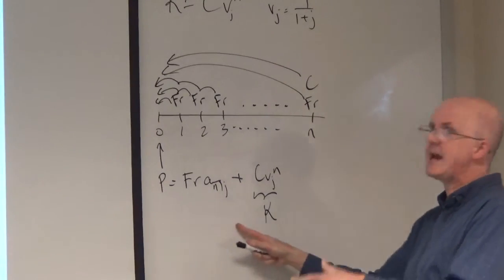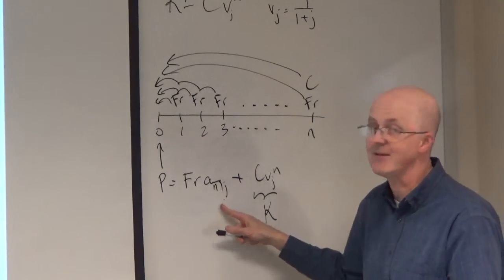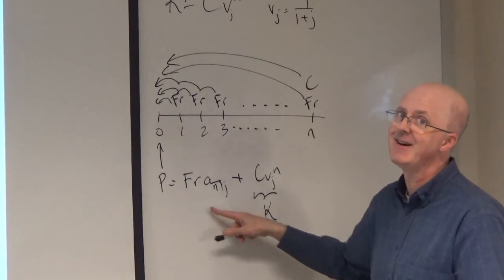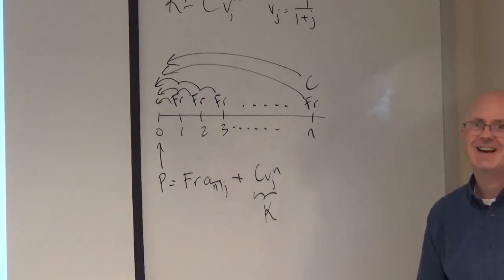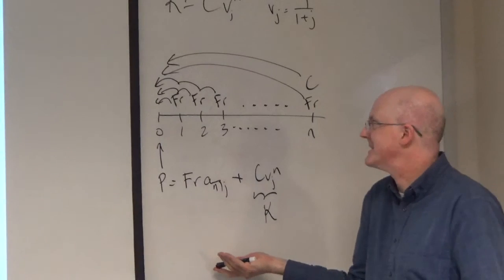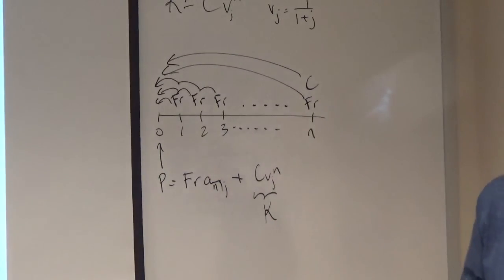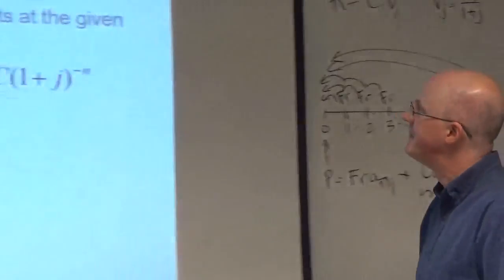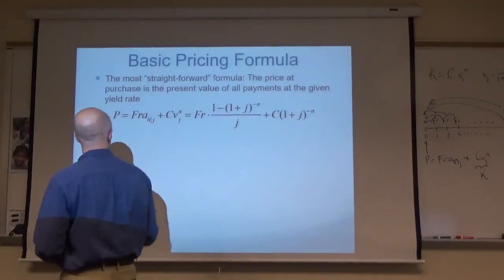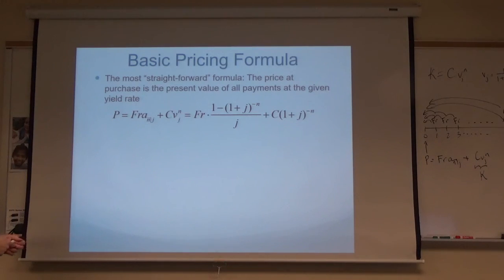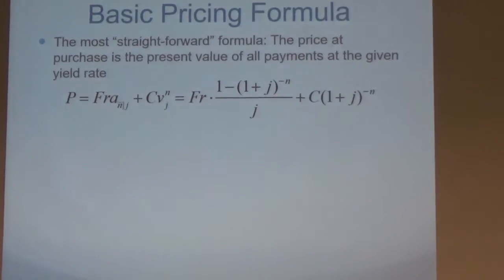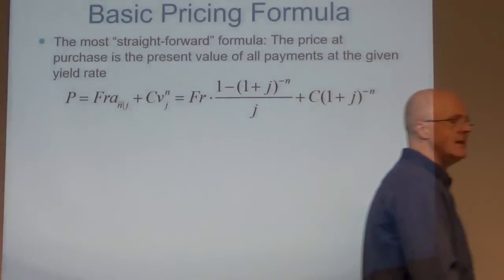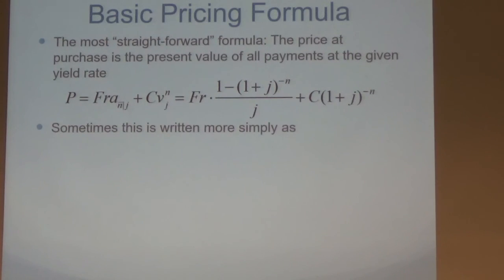P equals Fr a angle n, it's actually better if you use an i, a angle n at i. But it's nice to remember P equals Fr a angle n plus C v to the n. Okay, is your formula. That's something worth memorizing, though of course you can derive it pretty quickly by thinking about the timeline. Here it is on the screen in the form I wrote on the board, as well as in terms of j in a more detailed way based on the formula for a angle n here. And v sub j, sometimes written more simply with a K in there.